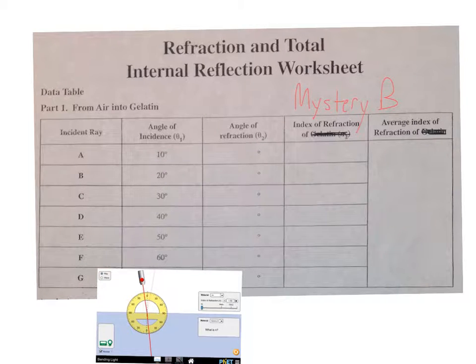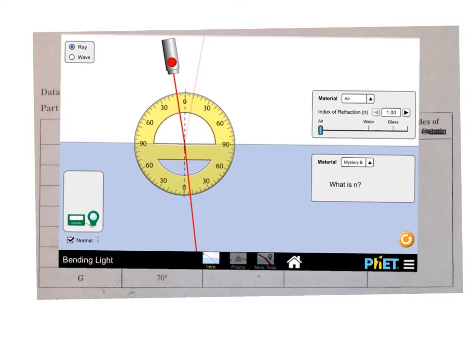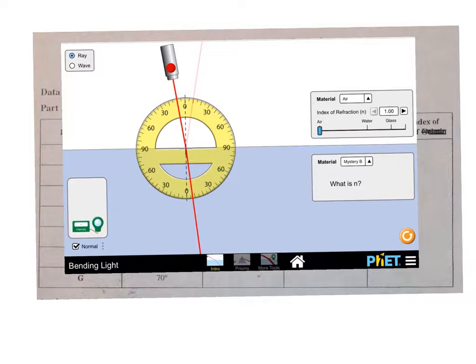Alright, so today you're going to use the PhET demonstration Bending Light to show the index of refraction of different materials. To start the lab, you can play around and get used to the simulation, but this is what it needs to look like when you begin your lab. You will be collecting data.